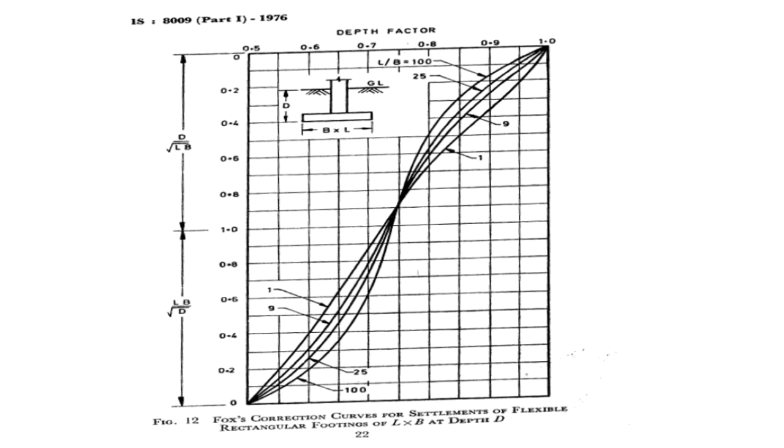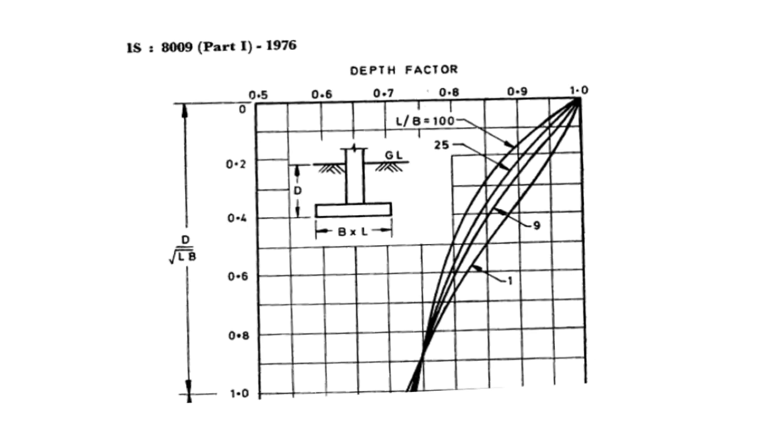This is the figure number 12 in IS 8009 part 1 1976, from where depth correction factor is to be taken. We have two parts here. Upper part is when depth of the footing is smaller, lower part when depth of the footing is higher. Now, this is the portion to look for our case.